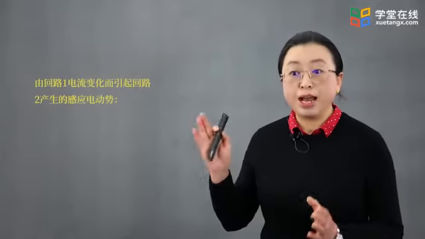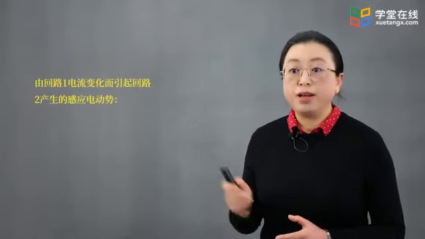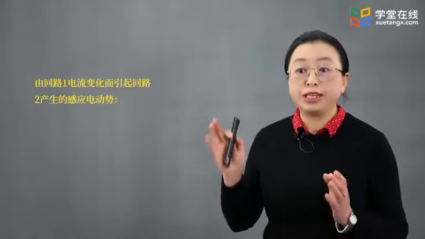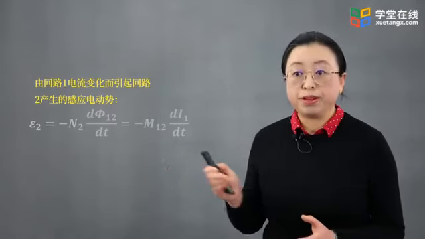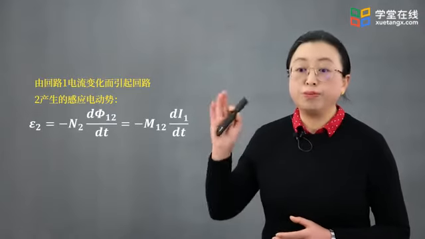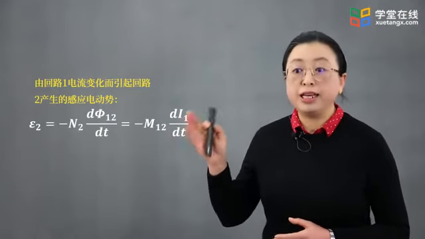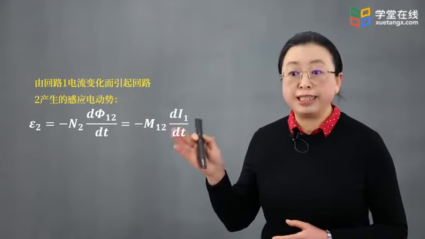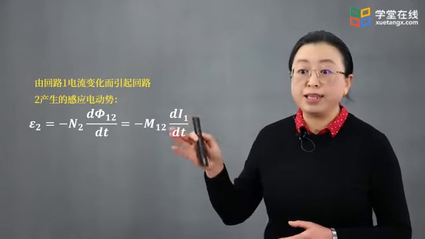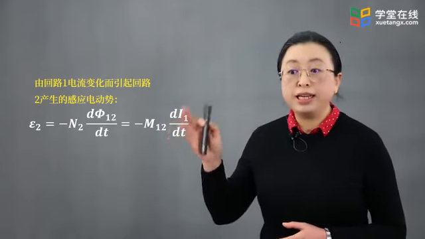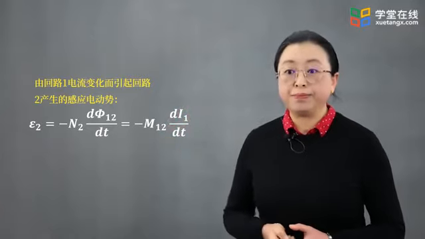If the current I1 varies with time, the EMF induced by the circuit 1 in the circuit 2, epsilon 2, equals minus N2 times d phi12 over dt, equals minus M12 times dI1 over dt.